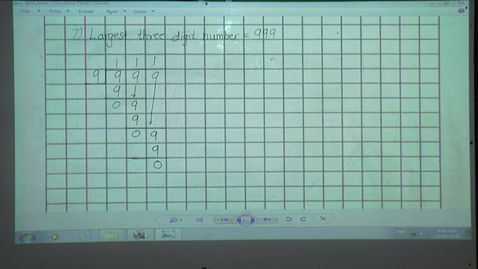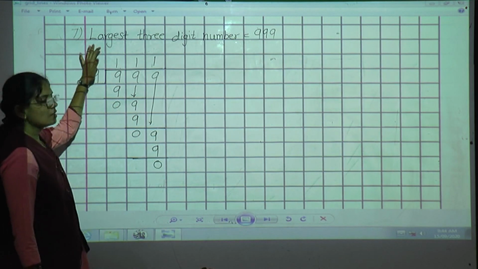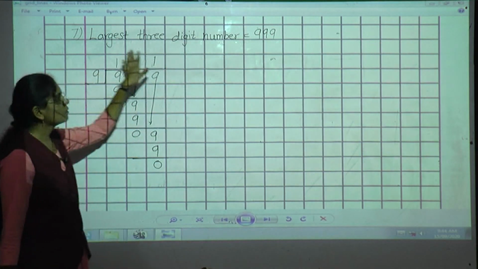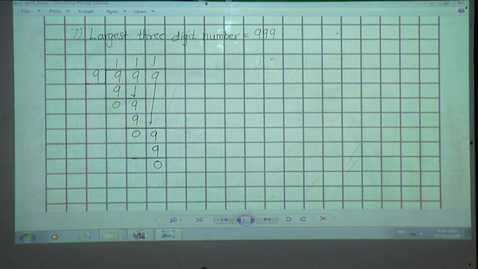Okay, this sum try to solve by your own. What you have to do? Instead of this largest 3-digit number, you have to take the largest 4-digit number. Yes, what is the largest 4-digit number? 9999. And same way you have to do the division. Divide the largest 4-digit number by 9. So 9999 by 9. This example you have to solve by your own in the same way only.